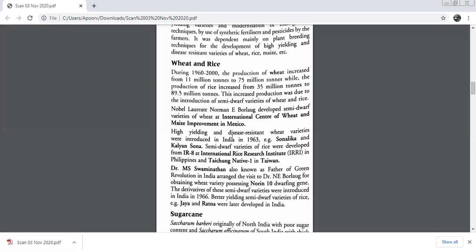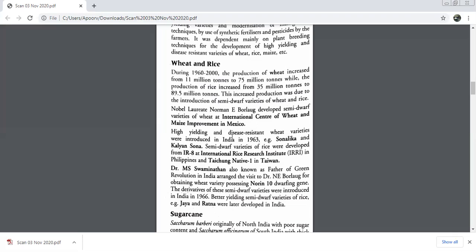Wheat semi-dwarf varieties were introduced by the International Center of Wheat and Maize Improvement in Mexico. So high yielding and disease resistant varieties were introduced in India also in 1963. The names of the varieties are Sonalika and Kalyan Sona. We need to remember them. Semi-dwarf varieties of rice were also developed by IRRI, the International Rice Research Institute in the Philippines.